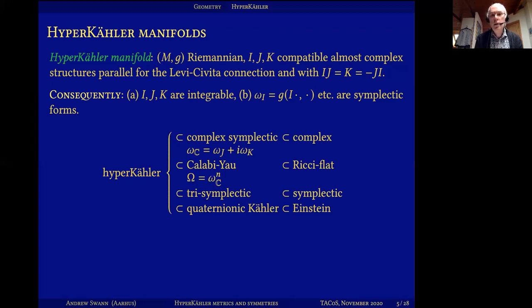Calabi-Yau geometry is well known. Those are examples of Ricci flat metrics. So in particular, HyperKähler manifolds are Ricci flat.